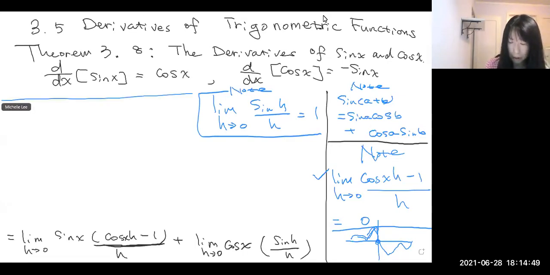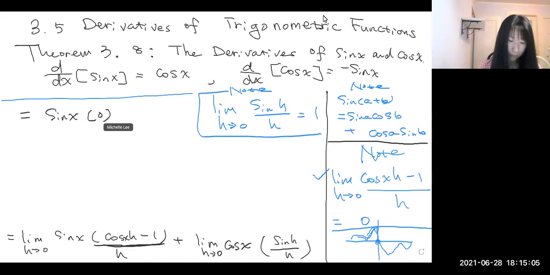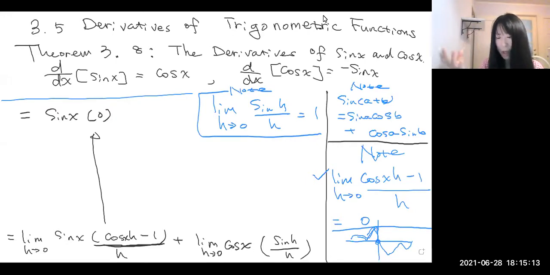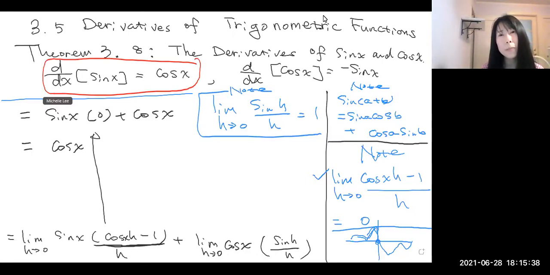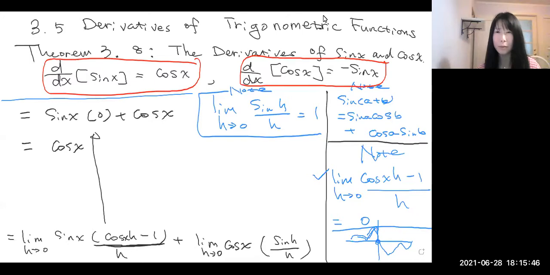Now, if this is 0, I'm using this way to save space and work. Sine x times this one is 0, right? Can you see that? And we have limit h approaches 0 of sine h over h, which is 1. So we get cosine x. Can you see? That's why the derivative of sine x is cosine x. Then we do similar processing and get the derivative of cosine, which is negative sine x.